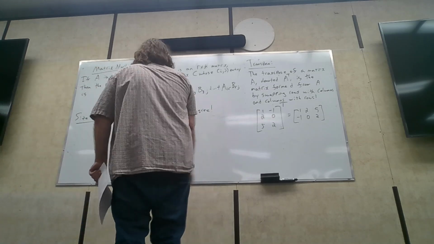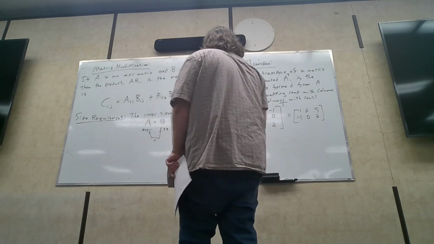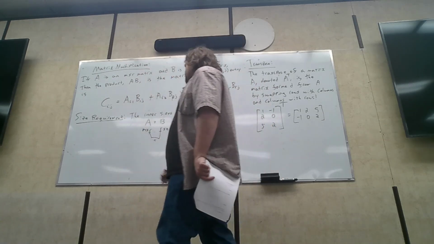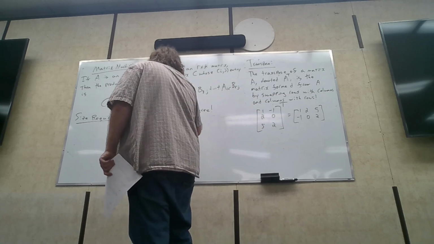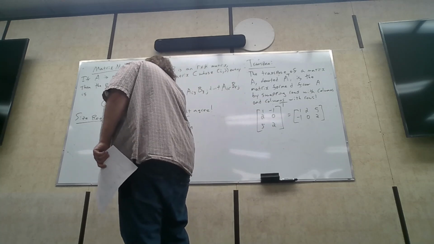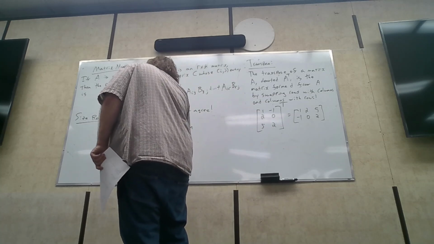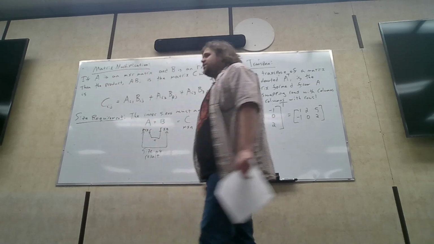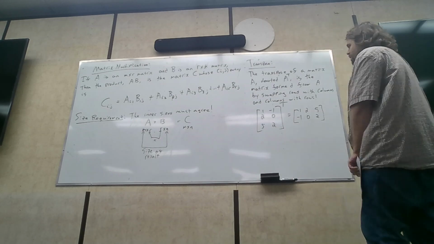But fortunately, this produces a matrix, C, which we call the product. And we also know the size of this, m by n. So the size of the result is also written down in there.